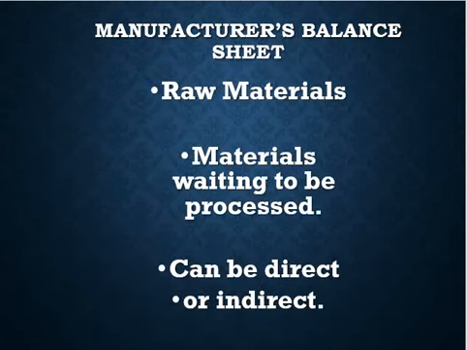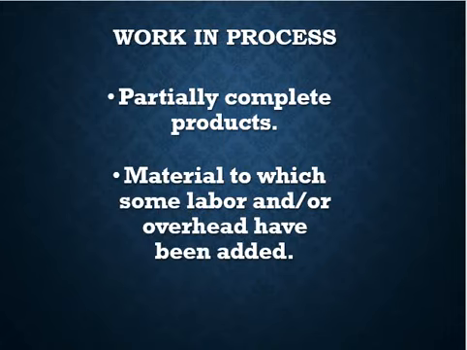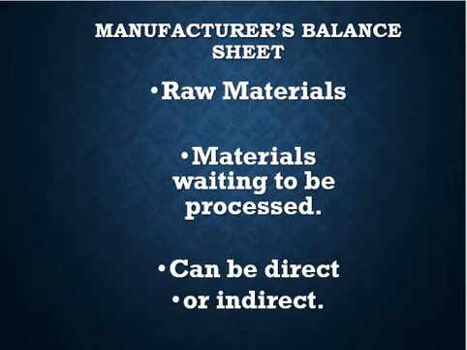So a manufacturing balance sheet, again, you're going to have raw materials, materials waiting to be processed, and those can be direct or indirect. Work in process. Okay, so what's that? Raw materials are just, I'm going back to that because I want to make sure you're clear. Raw materials are materials waiting to be processed. They can be direct or indirect.